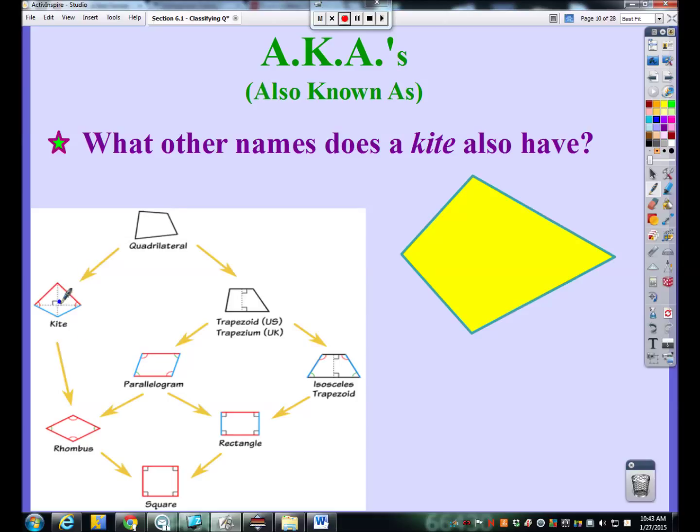Kites. Well, this is going to be easy. The only thing we can really call a kite besides a kite is just a quadrilateral. Now, some kites are rhombuses, but not all kites are rhombuses. So again, we're looking for the all situation here.